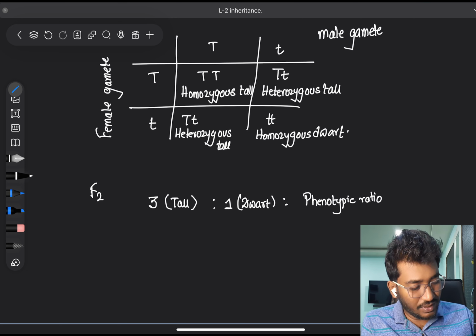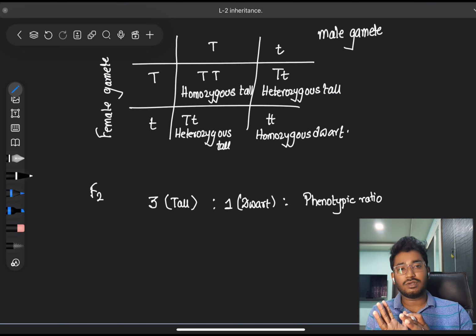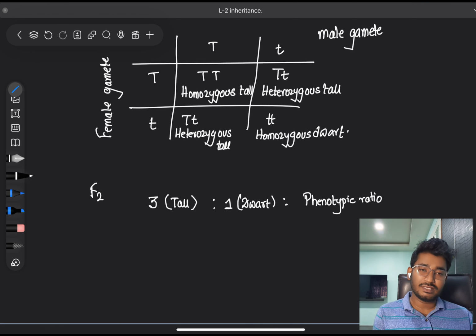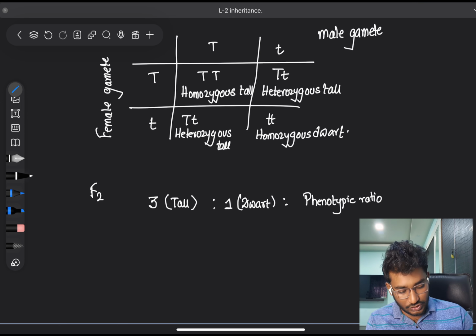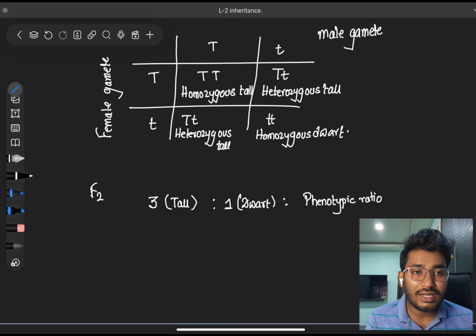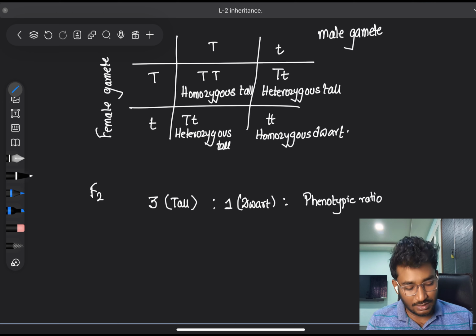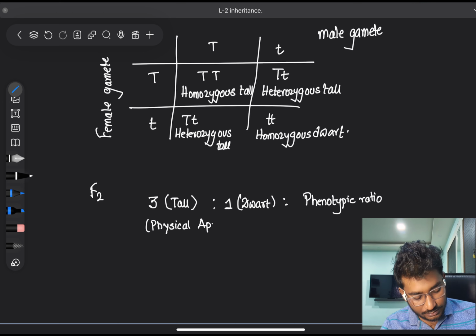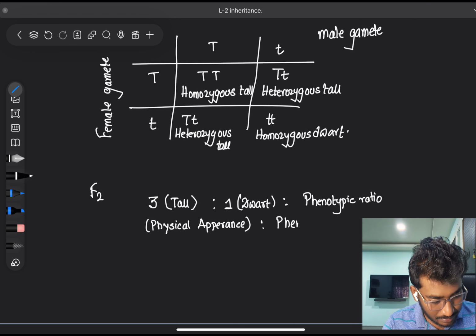Phenotypic ratio means the ratio which determines only the tall and the dwarf. From the outside character you will get to see which is tall or which is dwarf. That is called the phenotypic ratio. In genotypic ratio, what it contains is the nature of the gene. So in that case, the phenotypic ratio can also be called the physical appearance.